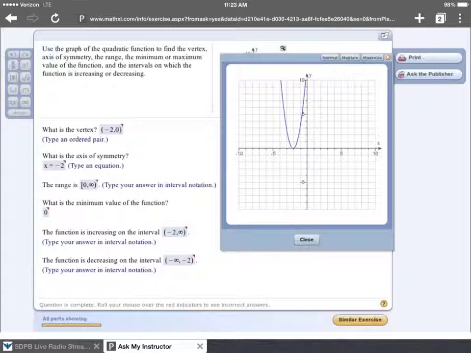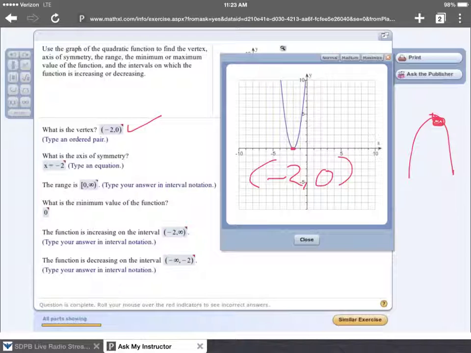As we're going through this, let's start with the vertex. The vertex is the point that's the minimum, or in this particular case it would be the maximum point, where a graph reaches. In this case we have a minimum point, and as we look at the graph, it's the ordered pair -2, 0. I go over -2 units from the origin in the horizontal direction, and I don't go up or down in the y direction. So that's why our vertex is -2, 0.